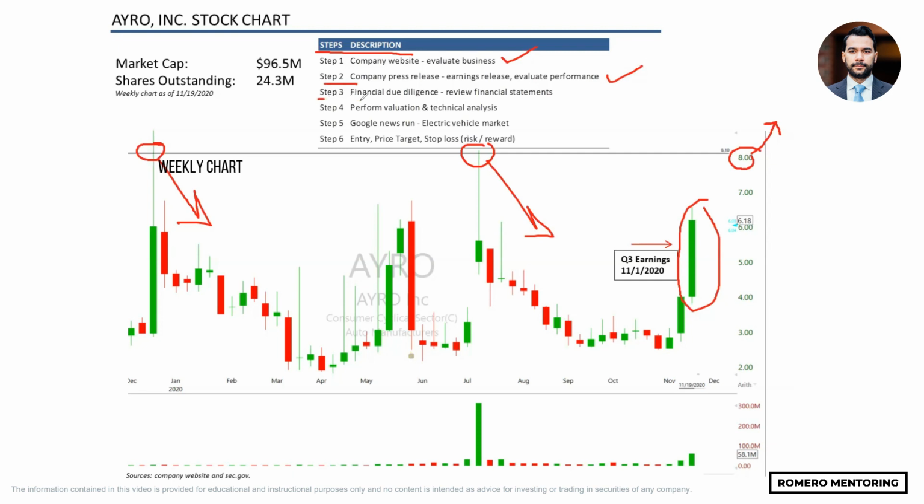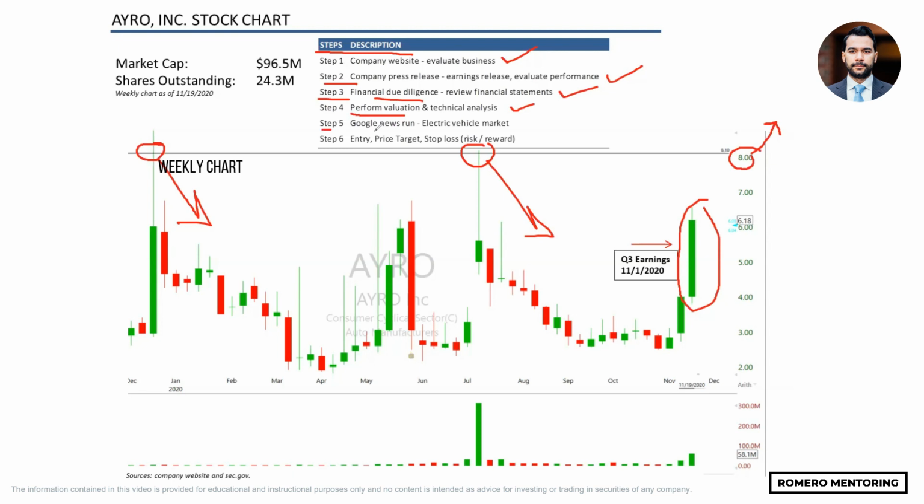Step number three, financial due diligence. How's the balance sheet? How's the income statement? Do they have enough capital to meet their scaling in the production of their vehicles? Do they have enough capital on hand to expand the business? So this is part of the process. You're becoming more of an investigator when you're going through this. Step number four, perform valuation and technical analysis.